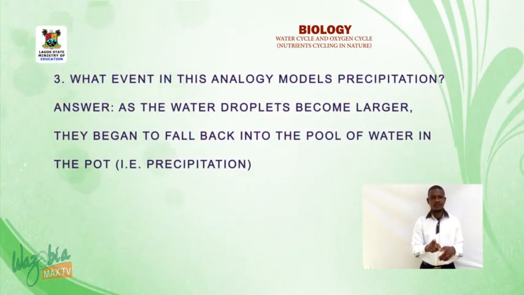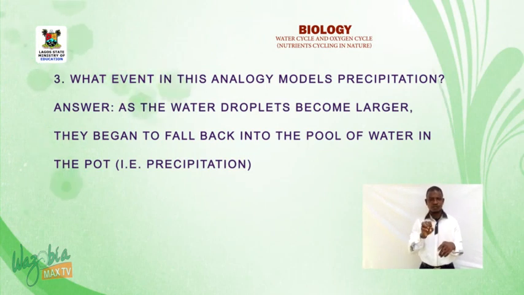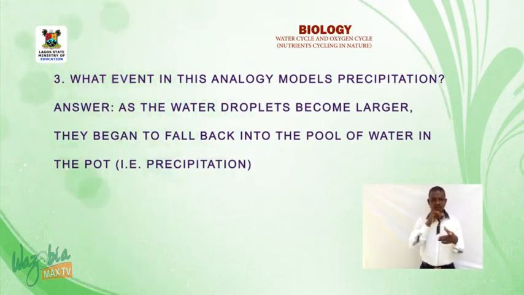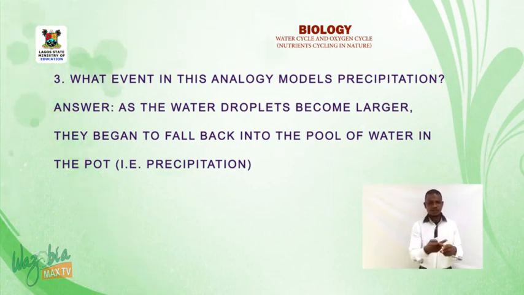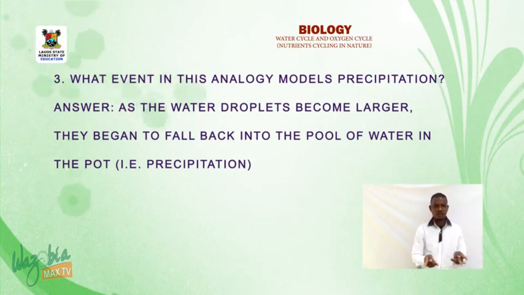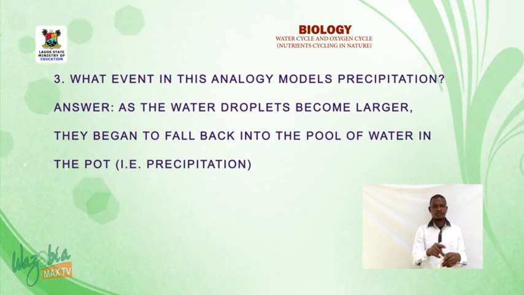Another question. What event in this analogy model precipitation? Answer: as the water droplets become larger, they began to fall back into the pool of water in the pot. That is precipitation.